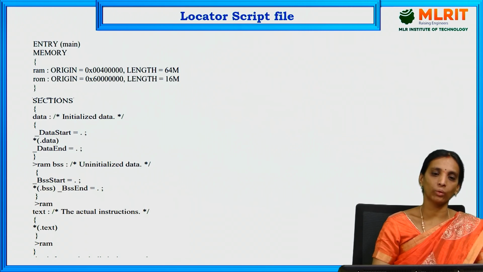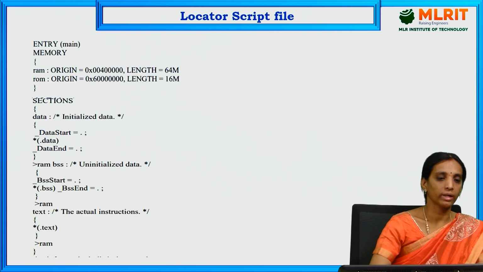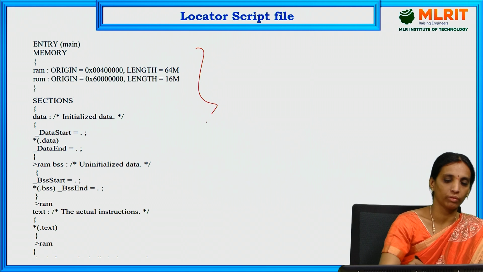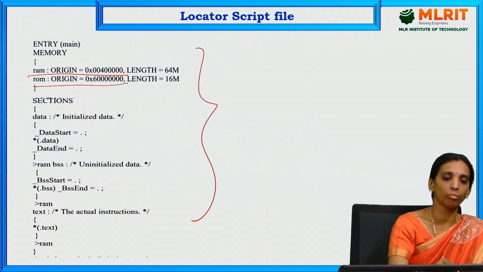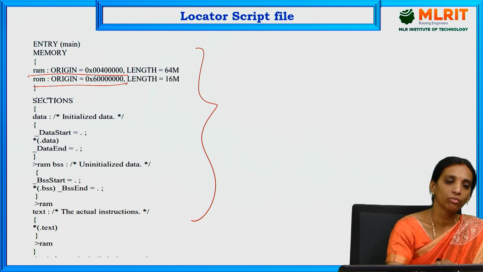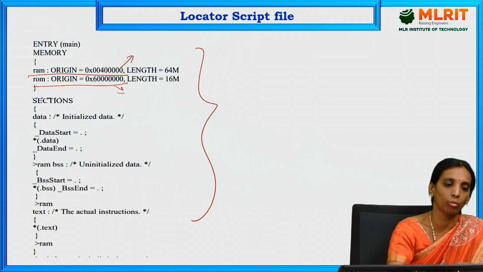Next one is the locator script file. Here is an example of a locator script file. This is the RAM memory origin, and this is the ROM memory origin. For this object file, the ROM starts from this location, the RAM starts from this location, and the ROM starts from this location.